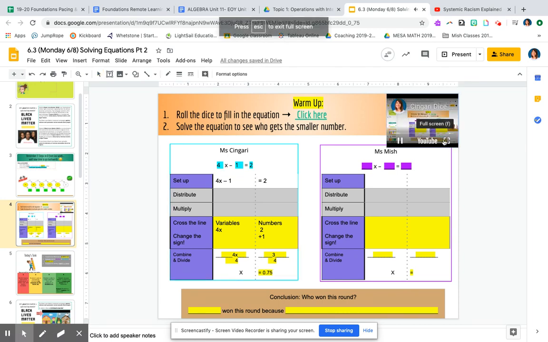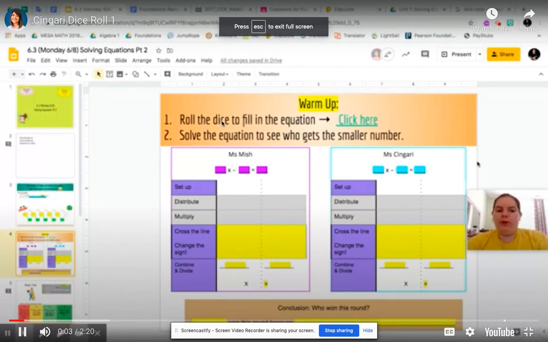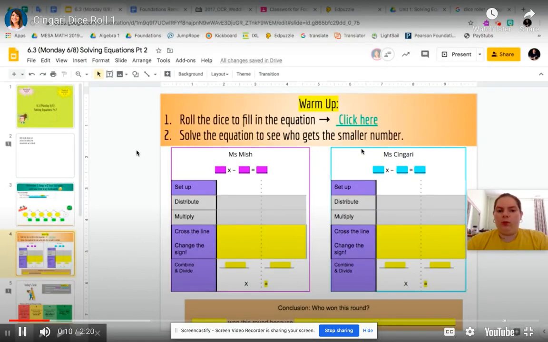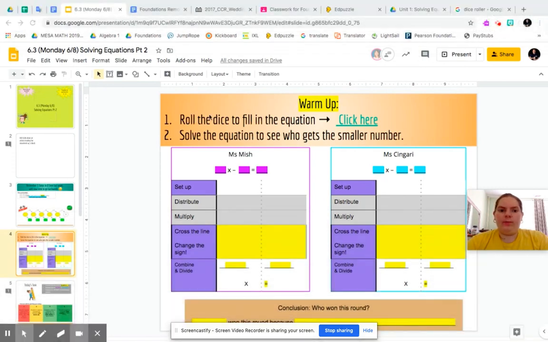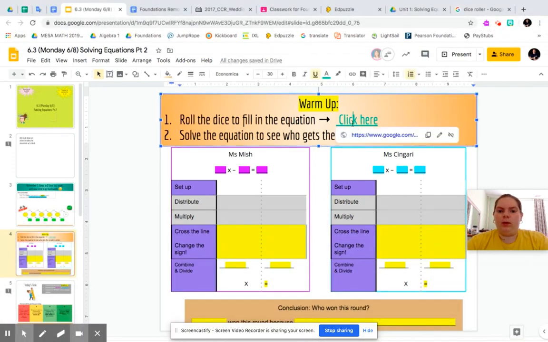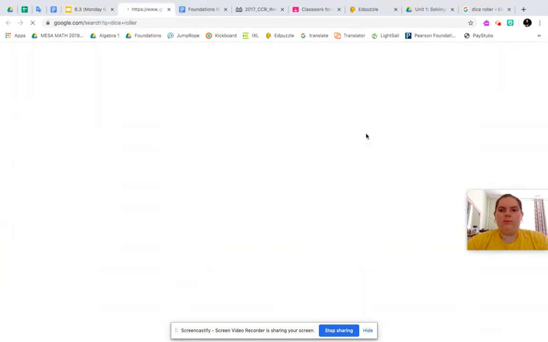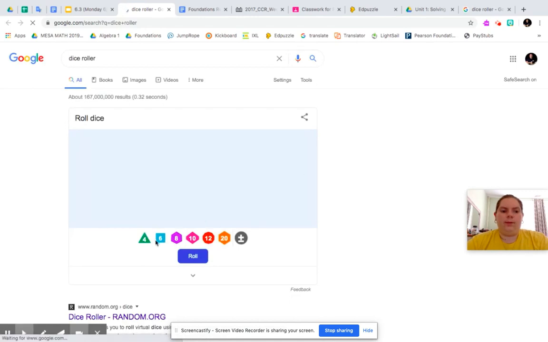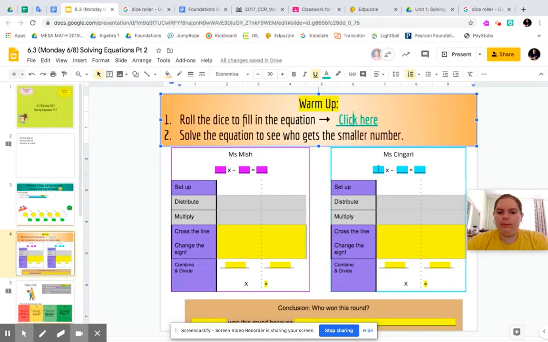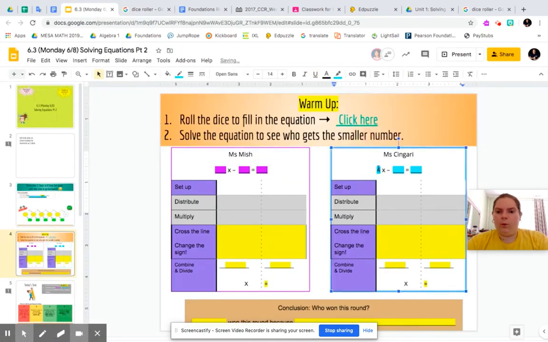Hey kiddos, so today it's me versus Miss Mish. We're going to roll the dice, solve an equation, and see who gets the smallest number. So I'm going to go ahead and go first. I'm going to roll the dice to fill in the equation. So click here. All right, we want a 6-sided dice, and I'm going to roll. All right, I got a 4. Let me go fill that in. I got a 4.